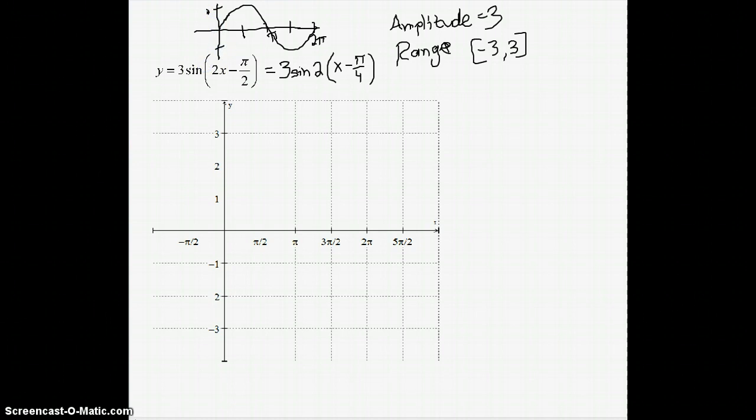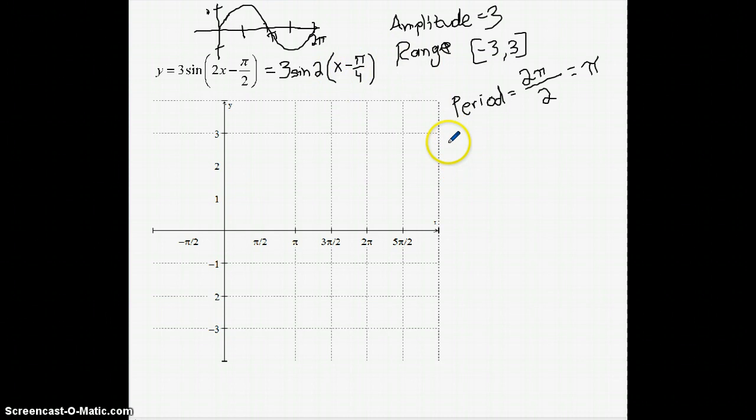Now, the next thing we have to do is the period. I need to figure out if there's any stretching or shrinking going on here. And so remember, how do we get the period? Well, this is why we have to factor this 2 out. The period is going to be 2 pi divided by 2. It's 2 pi divided by this number. And so the period is going to be pi.